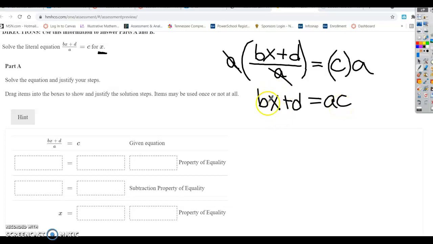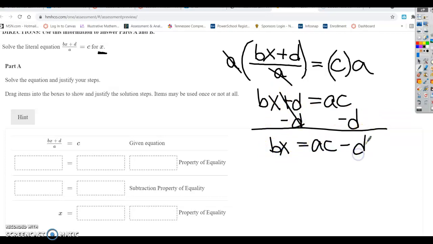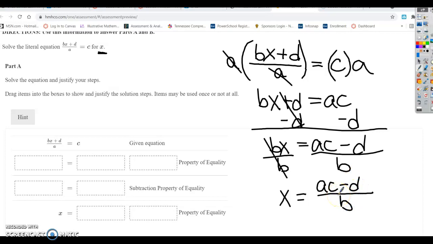Again, we're solving for x. I can't forget what we're solving for. So I need to get rid of this addition. Remember, when you're solving an equation, you're going in reverse of the order of operations. You're undoing things, so we have to undo this process. We're going to have bx equals ac minus d. Then we still have to get rid of that b. The opposite of multiplication is division, so divide both sides by b. X equals ac minus d over b.